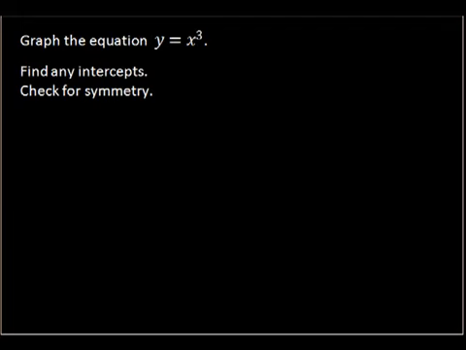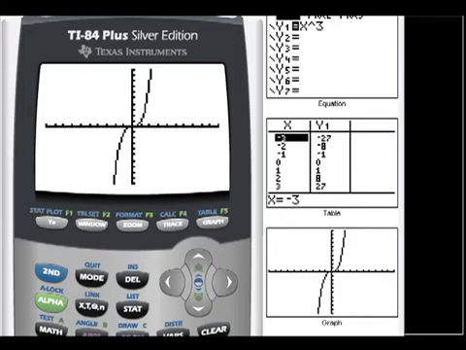We're going to graph the equation y equals x to the third, find any intercepts, and check for symmetry. So here's our calculator again, and I have graphed x to the third. This is what it looks like. Now let's look at our points. So we have negative 2, negative 8, and we have positive 2, 8. So both of these have changed signs. So that definitely tells us that this graph is symmetric with respect to the origin.